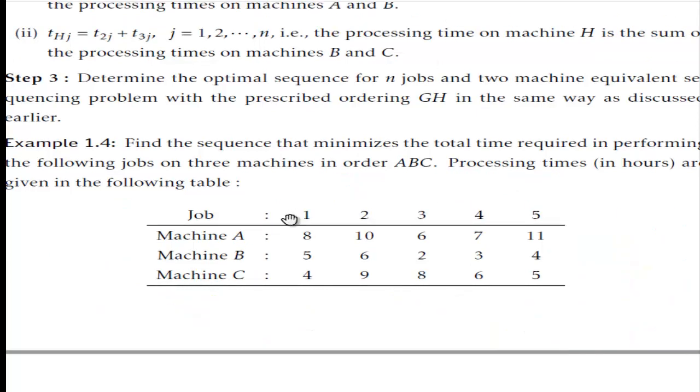So what will I do then? I will convert this into 2 machines. So machine, for example, G and machine H, only 2 machines, not 3 machines now. How do I calculate? For G, I will add 8 plus 5 to get 11, then 10 plus 6 is 16, then 6 plus 2 is 8, then 7 plus 3, then 11 plus 4, and so on. And for machine H, I will add 4 plus 5, that is C and B, then 9, 6, then 8 plus 2 is 10, then 6 plus 3 and 5 plus 4, to get 2 machines, and then apply Johnson's algorithm to solve, which was the 2 machine algorithm we have done, right?